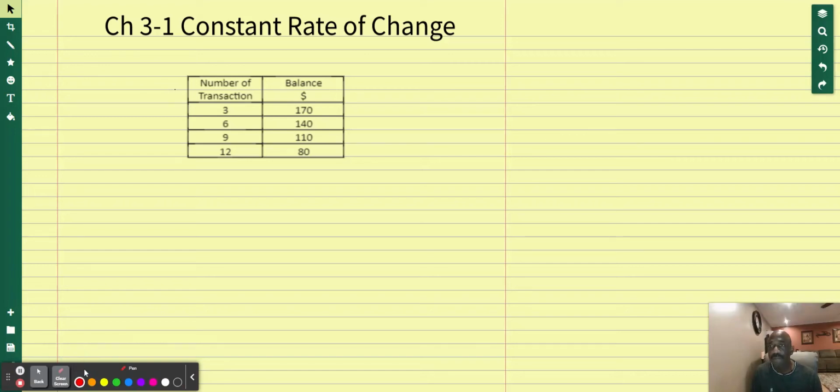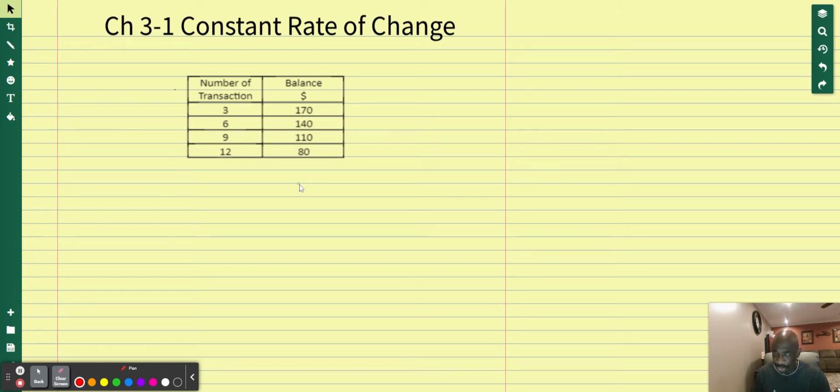All right. This is chapter 3-1, and the title of this particular section is called Constant Rate of Change. All right, let's look at this table that we have in front of us. It's real simple. You can see that it's talking about money. It has a number of transactions on the left side and a balance on the right side. And what we want to do is determine whether or not this is a linear relationship.